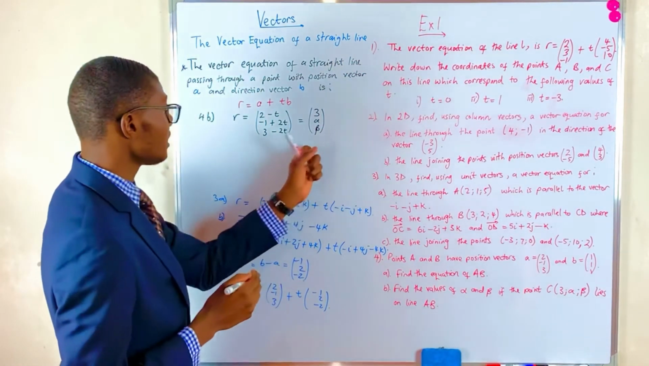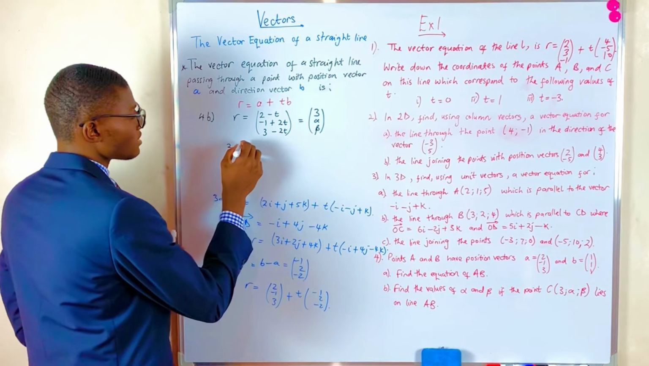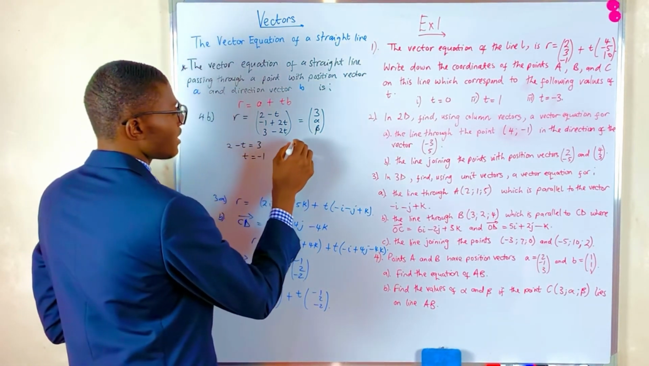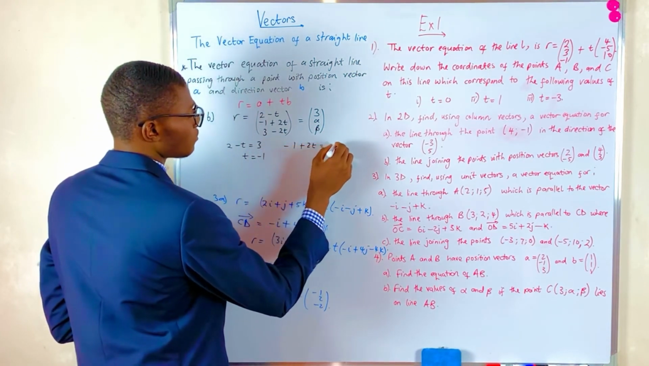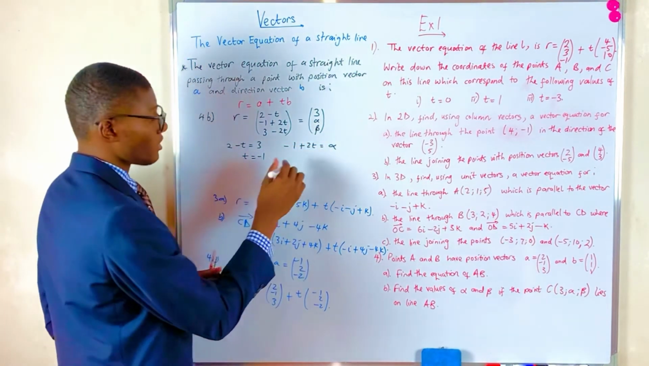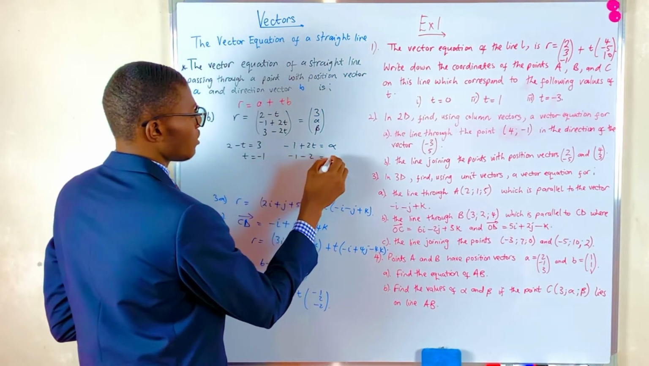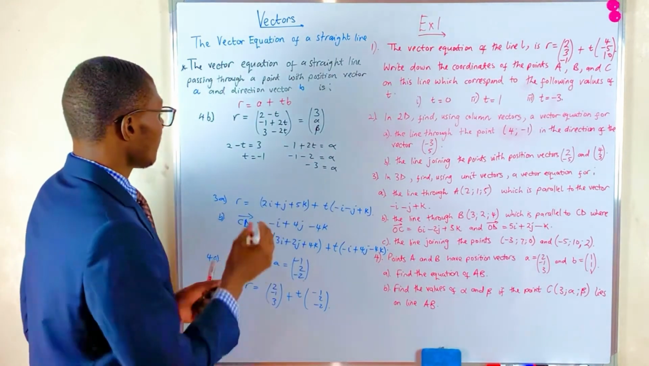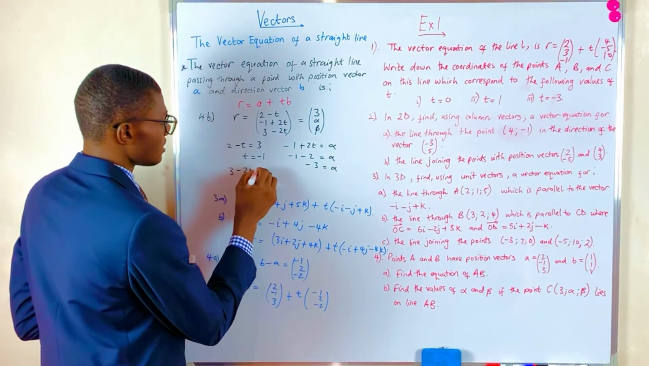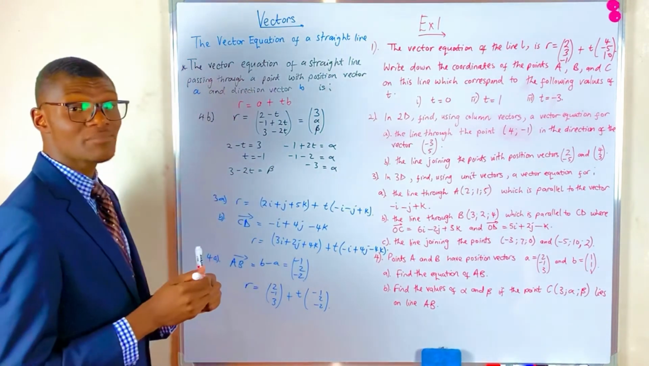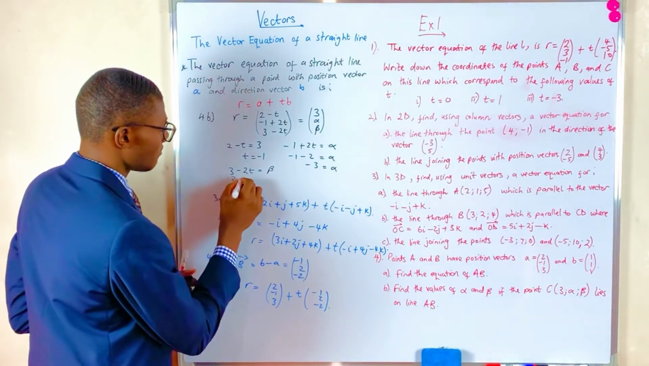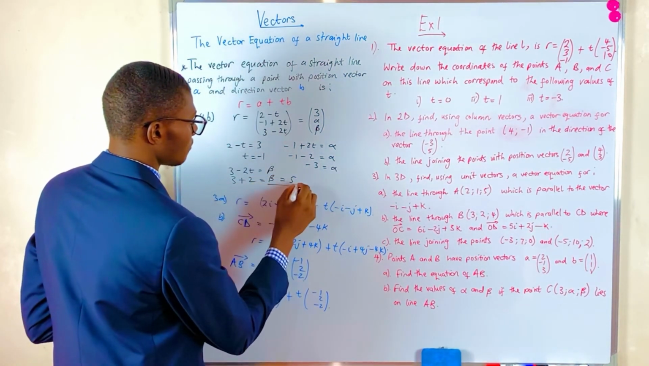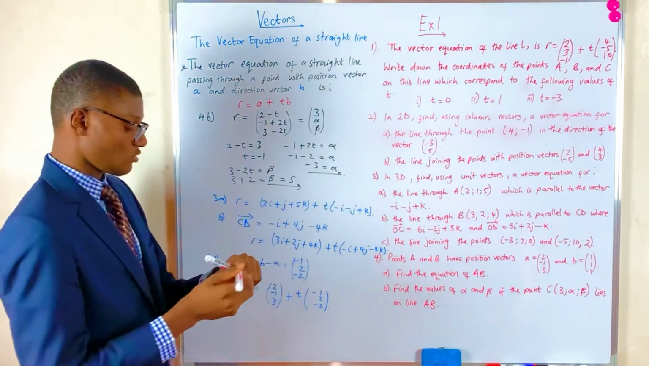So now if we simply equate, we're saying 2 - t is equal to 3, which implies that t is equal to -1. Then -1 + 2t is equal to alpha. So t being equal to -1, we're saying -1 - 2 is equal to alpha. Then alpha will be equal to -3. Then 3 - 2t is equal to beta. But t being equal to -1, we're saying 3 + 2 is equal to beta. So beta will be equal to 5 and alpha is equal to -3.